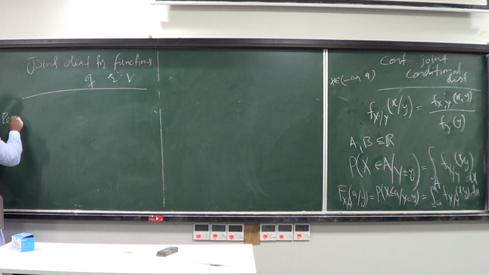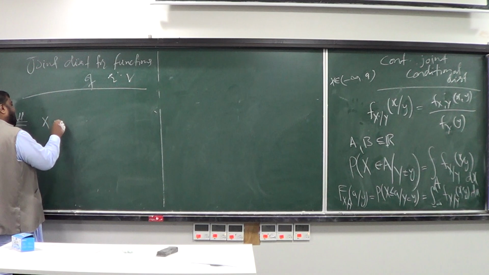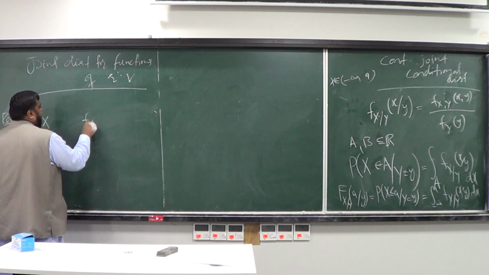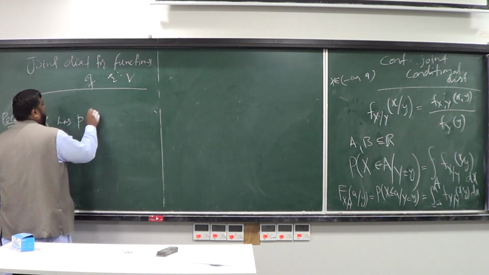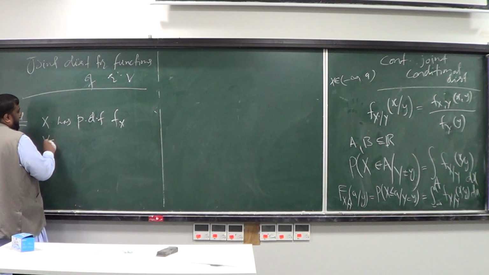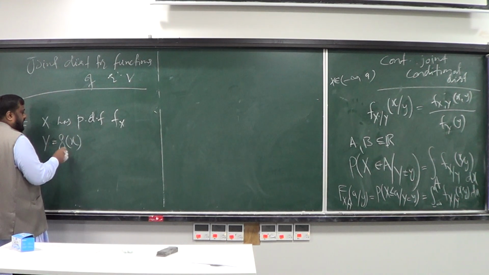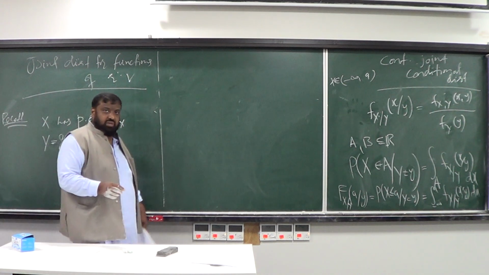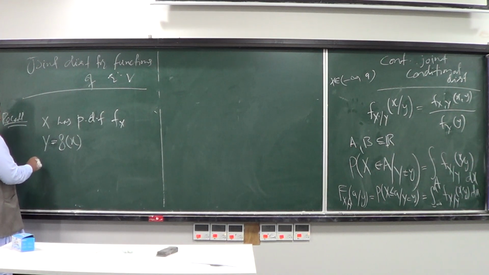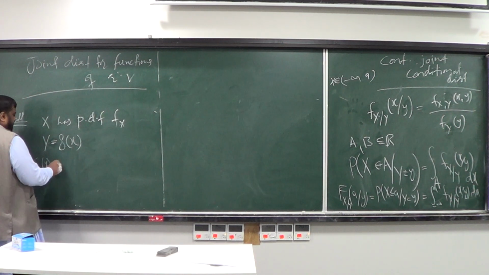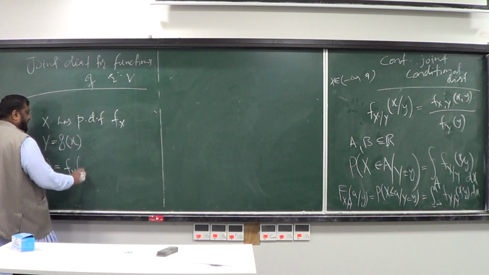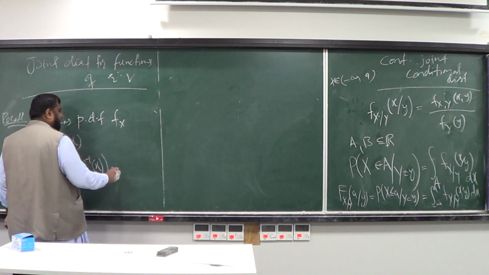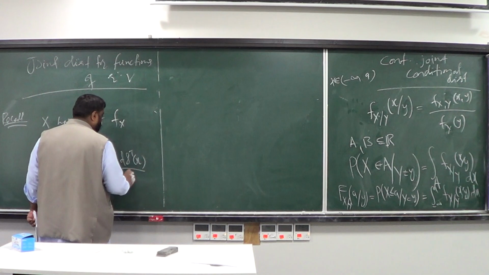Recall, we know in one dimension, if X is a random variable with a PDF f_X, and Y is some monotonic function of X, increasing or decreasing, so it's a kind of function that is invertible, then the PDF of Y is equal to f_X evaluated at g inverse of y times the absolute value of the derivative of g inverse of y.